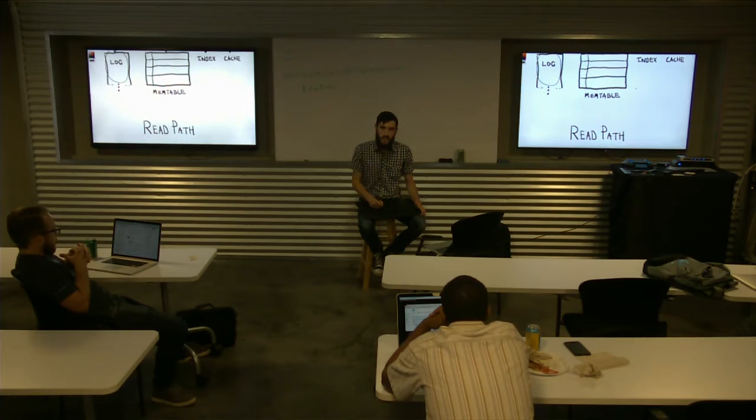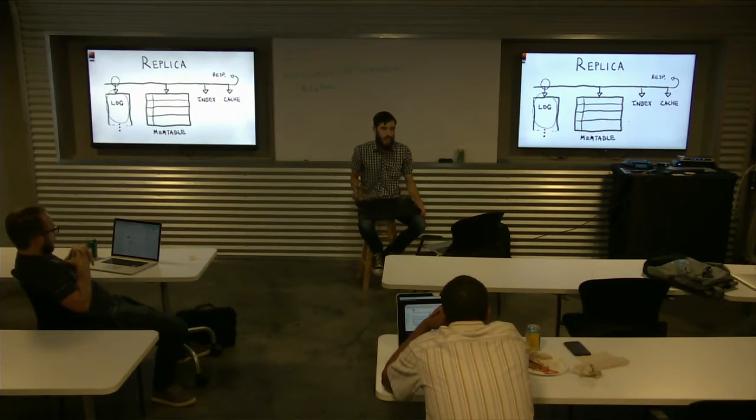Read path is next. Anything else about writes? Quick question, how big are those tables, the memtables in memory? Yeah, so the total space allocated for memtables is by default a quarter of the heap size. Normal heap size is 8 gigs, so normally you have about 2 gigs worth of memtables. That's all configurable.